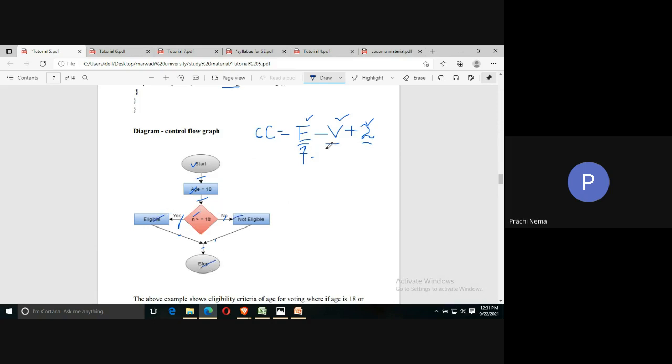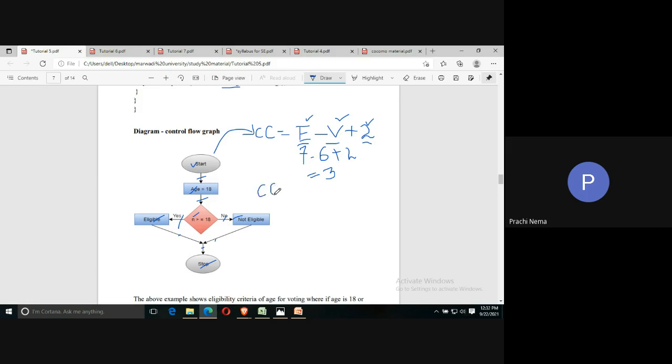So here there are 6 nodes or vertices, and we have to add 2 to this. When we do this calculation, we will get the answer as 3. So here the measure of the cyclomatic complexity is 3. We simply subtracted the vertices from the edges and added 2 to it. So this is how a control flow graph is used for computing cyclomatic complexity.